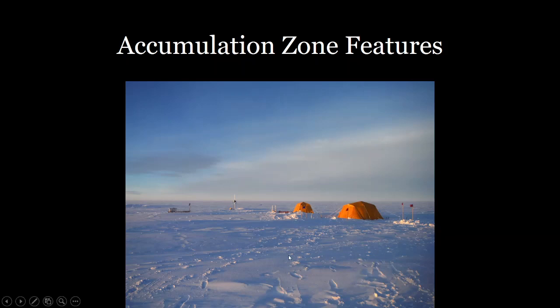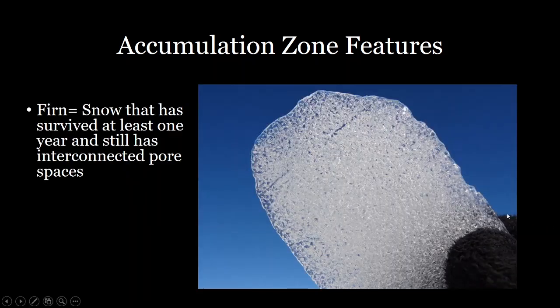I was up in the Greenland ice sheet accumulation zone these past few springs. You can see our tent site here where we were drilling into the ice and collecting ice cores. We were looking at firn. Firn is snow that has survived at least 1 year and still has interconnected pore spaces. You can see all those different pores here, these little spaces in the ice.